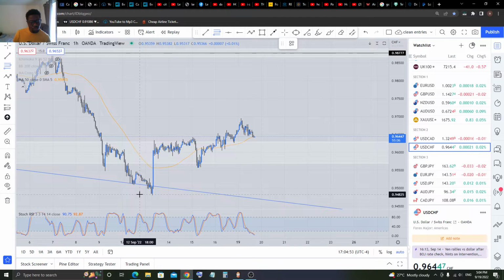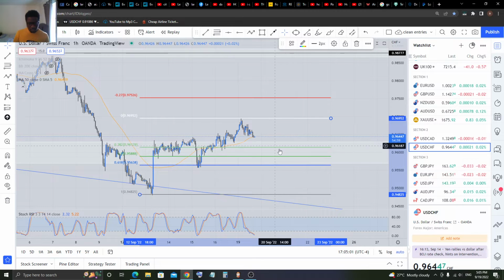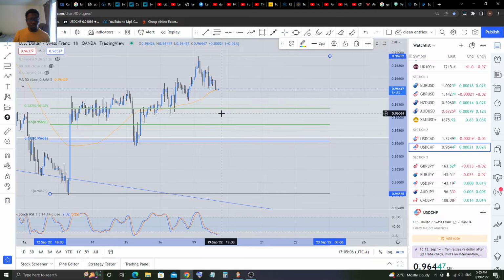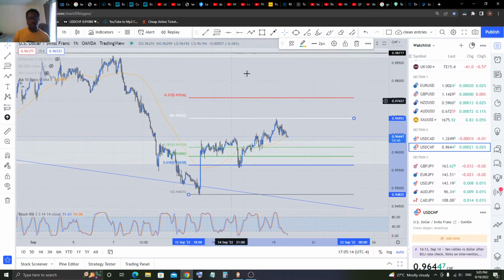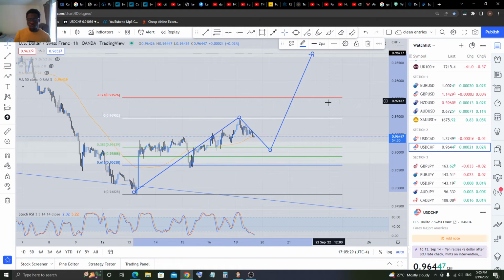But let me put my fib here. Doesn't matter. If I put my fib here, you see, the fib is telling me, hey, we all know that I'm going up, but I need to come back to test this 0.3 level. So price is just coming back. You see, price is just coming back to test the 0.3. But when I say test the 0.3, it might not stay here. It might come in the middle between the 0.3 and the 0.5 and start buying.